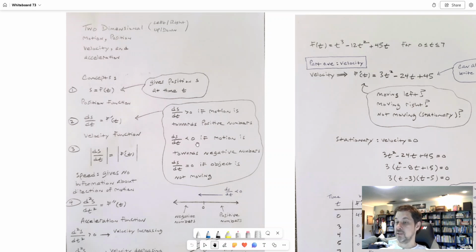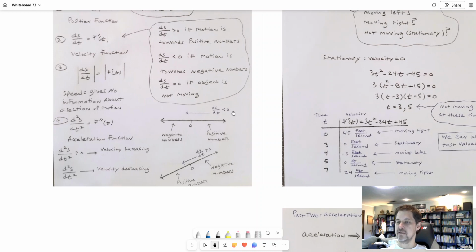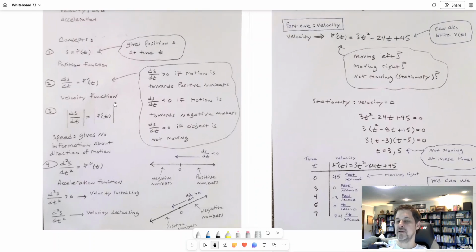If the derivative was negative, motion would be towards the negative numbers, however it is. So if I've got this coordinate system and the derivative is negative, I'm going that way, wherever I am. Or if I've got this coordinate system for two-dimensional motion and the derivative was positive, I'm going this way towards the positive numbers. That's how we can understand that derivative. That's what it tells us.